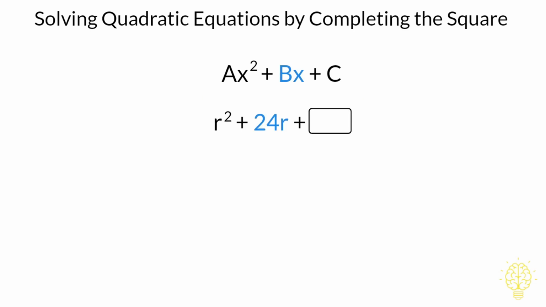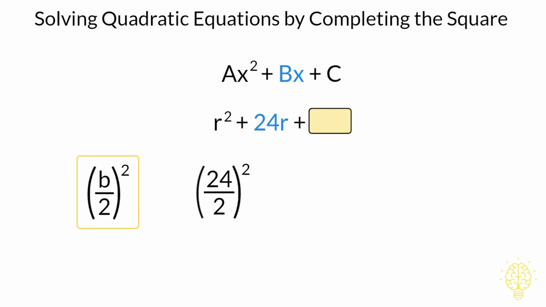To complete the square, we need to take half of our b term and square it, then add that number to our expression. Half of 24 is 12, and 12 squared is 12 times 12, which is 144. So to complete the square, we need to add 144 right here. Now, we have a perfect square trinomial.